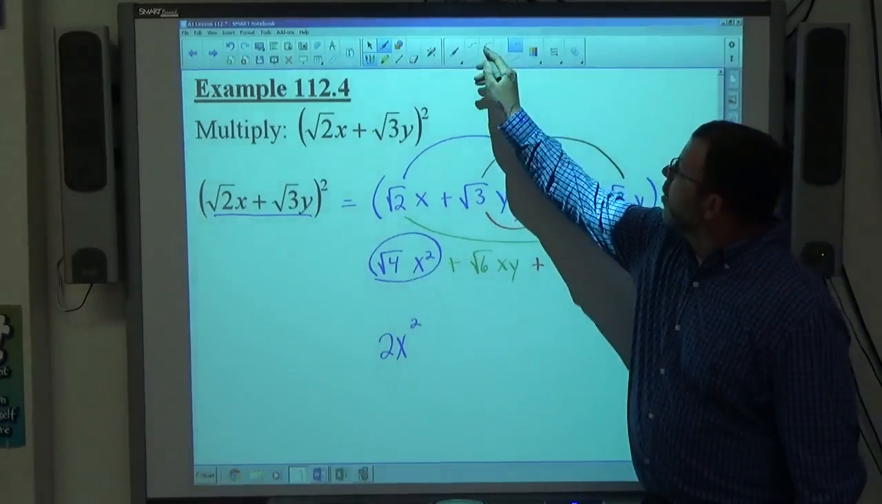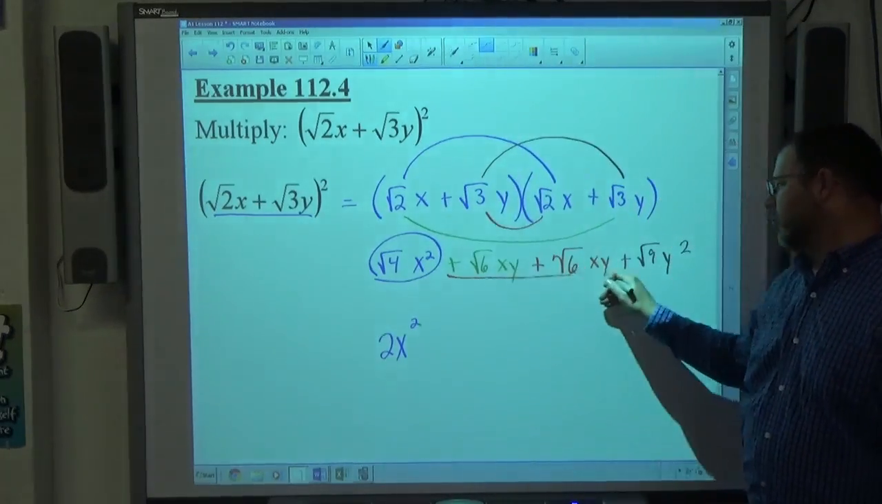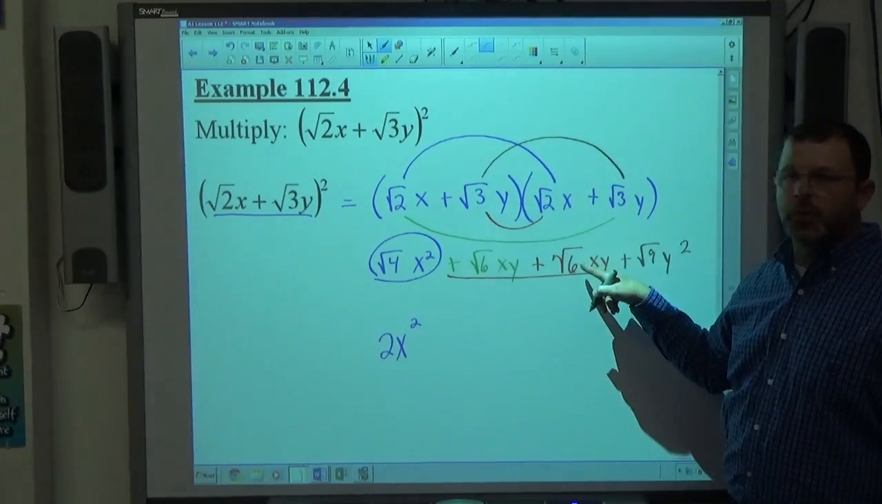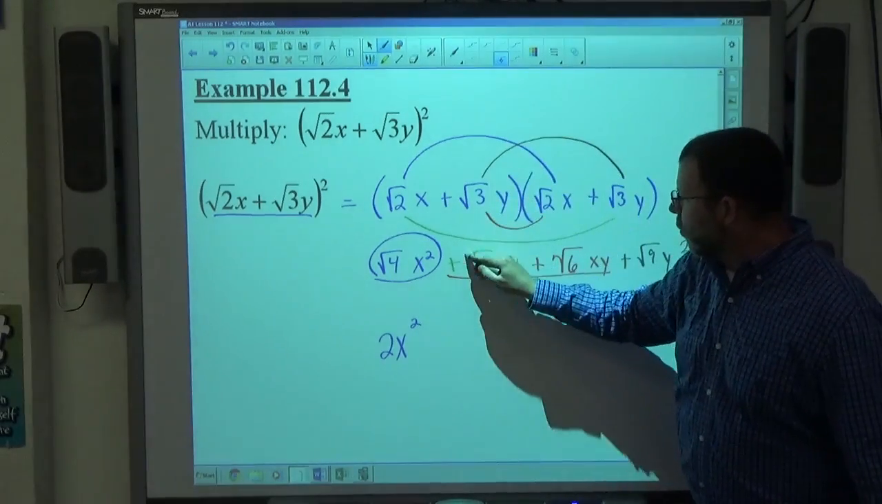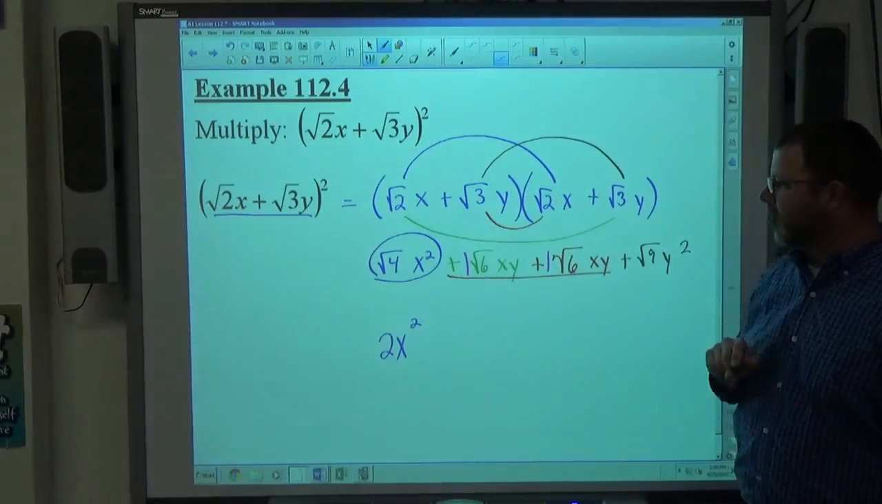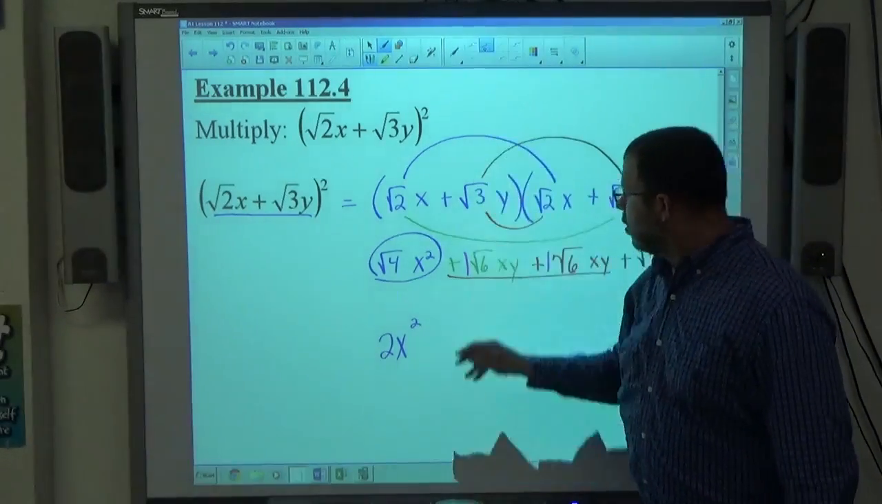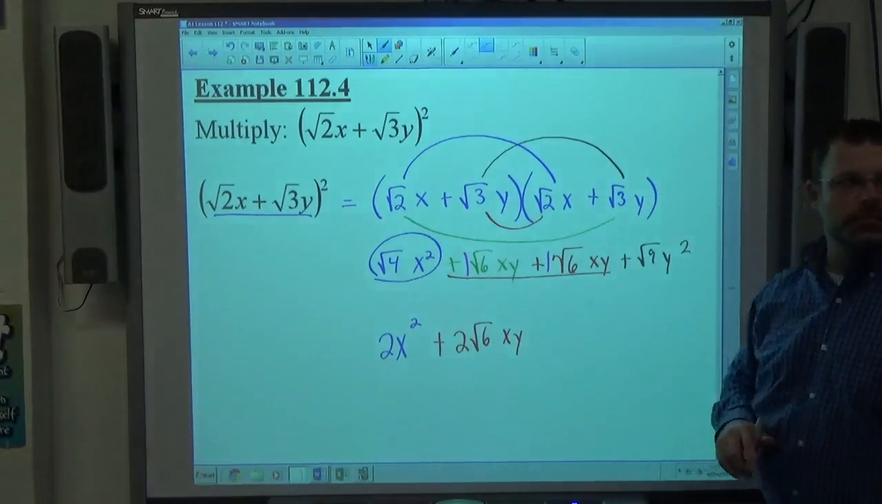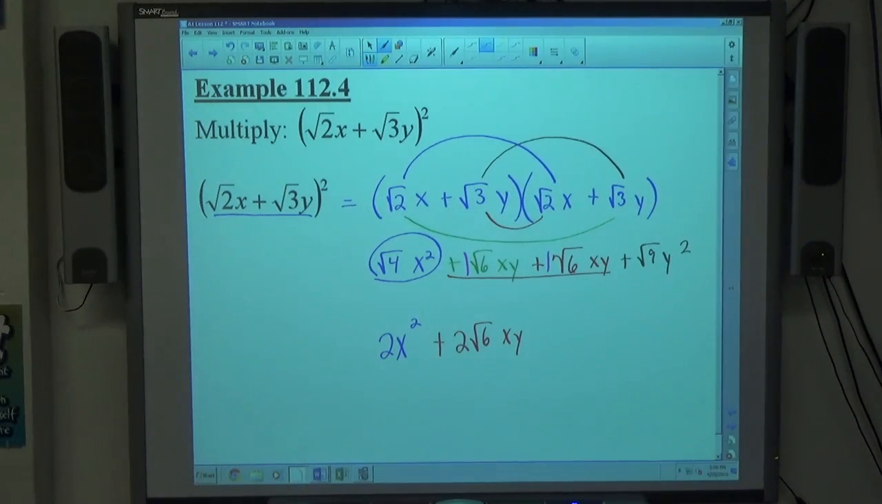Okay? Notice these two guys are like terms. X matches x, y matches y, and the square root matches the square root. The coefficients are 1 times the square root of 6 plus 1 times the square root of 6, which makes 2 times the square root of 6 xy. Remember, when you're adding radicals, you add the coefficients. When you're adding x's and y's, you add the coefficients. One of each makes 2 total.